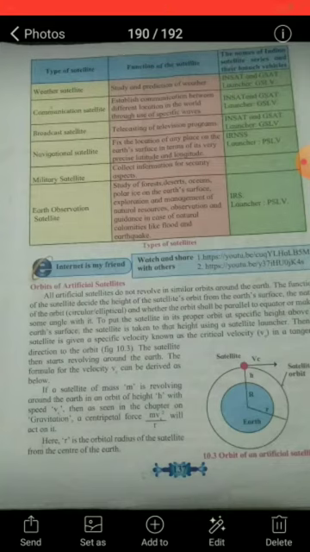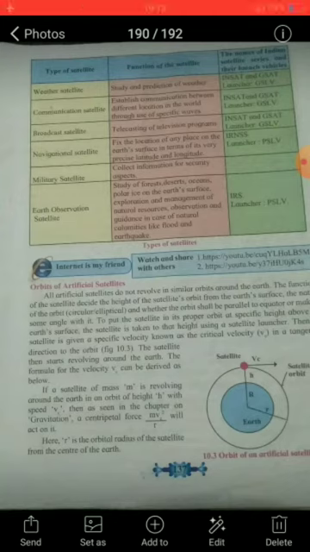According to the formula, the centripetal force will be calculated by m Vc square upon r, where m is the mass of the satellite, Vc is the speed of the satellite, and r is the radius of the satellite's orbit. The centripetal force is provided by the gravity of the Earth, so centripetal force is equal to the gravitational force between the Earth and the satellite.